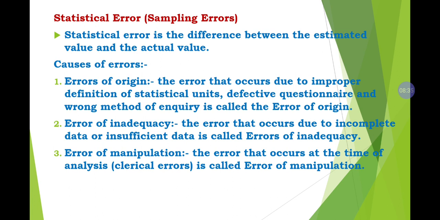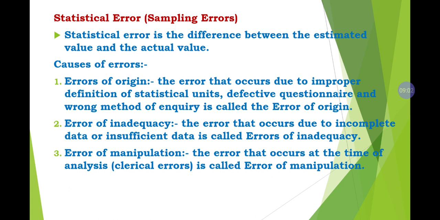I have been targeting some value, but my actual value will be somewhere else. For example, your 10th marks: your estimate will be somewhere, but the marks you actually got may be different. So this difference is called statistical error.